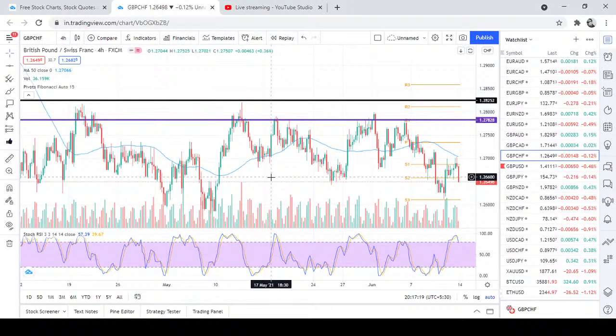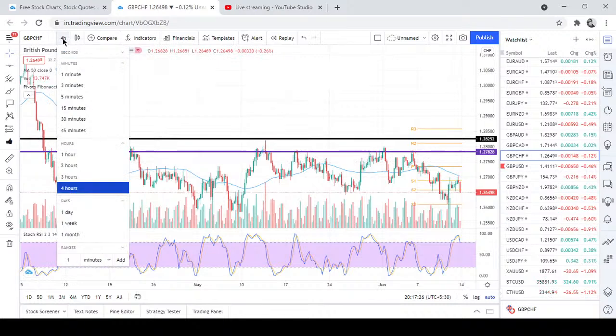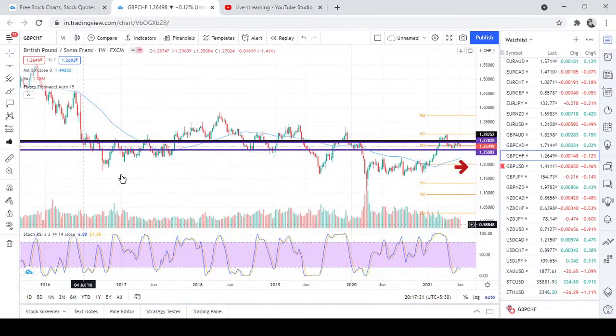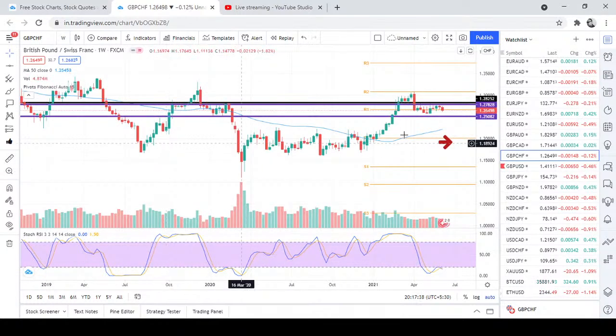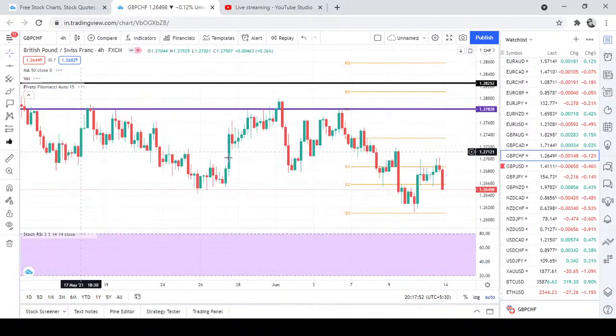Anyways, GBP CHF. This chart looks very ugly to me. Personally, I'll just avoid trading a chart like this. Let's see what the weekly time frame is telling us. Things are not very clear. Right now we can see that the market is standing at a resistance, which is also acting as support. Things are very bad, very confusing, very ugly here. Avoid GBP CHF.